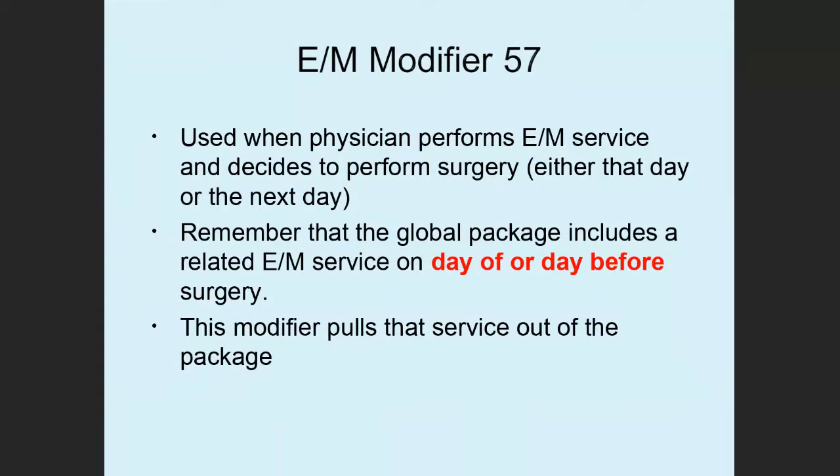Modifier 57 is used when a physician performs an E&M service and decides to perform surgery either that day or the next. So the patient comes in and says, I have X condition or X problem. Physician does an examination and says, you know what, we're going to need to do a procedure. So that E&M to evaluate the patient's condition is reported separately with the 57 modifier.